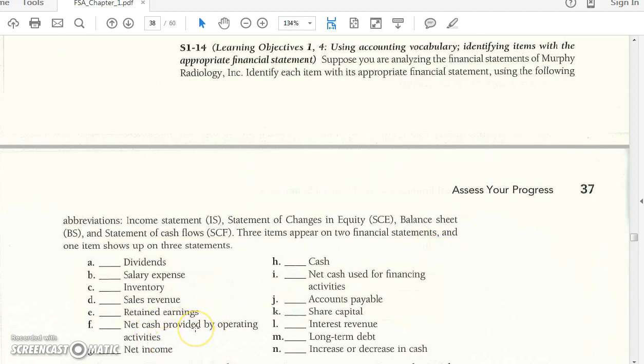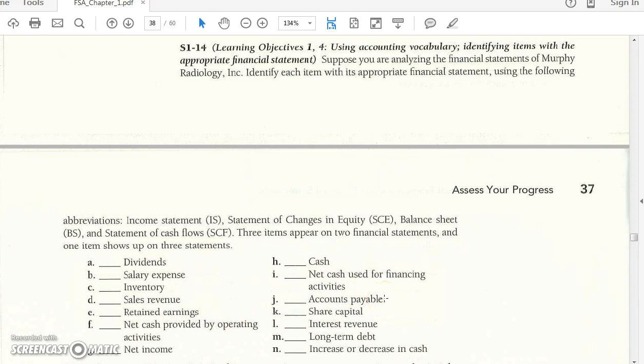Net cash provided by operating activities. Net cash used for financing activities. These two, when we're talking about cash, belong to the statement of cash flows. Remember, there are 3 ways in which the company generates cash. One is through operating activities, one is through investing activities, and the other one is through financing activities. Let me see where we are now.